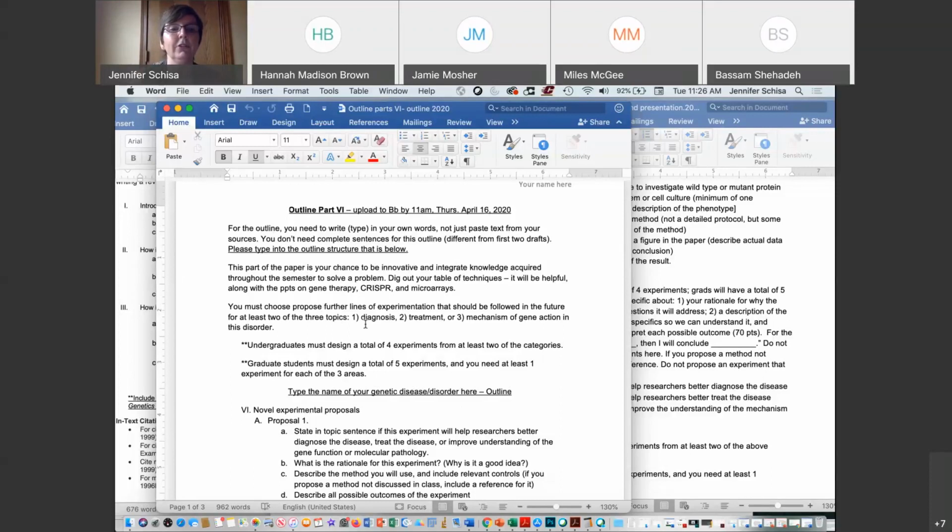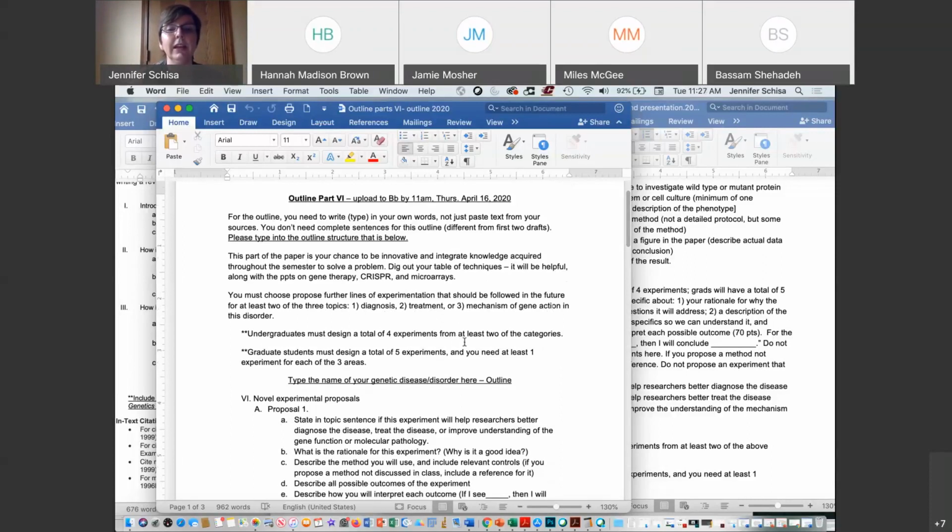They need to address either diagnosis, how to improve it, treatment, again how to improve it, or how to understand how the gene acts, how the protein acts, either the wild type or the mutant protein. So undergrads, you're designing a total of 4 experiments, and they have to come from at least 2 of those categories. And then grad students are doing 5, and they need at least 1 from each of those 3 areas.